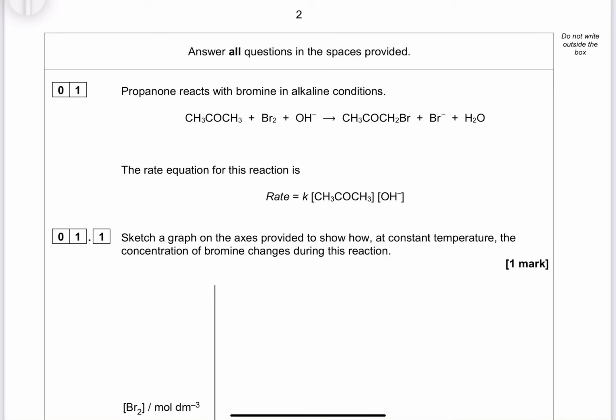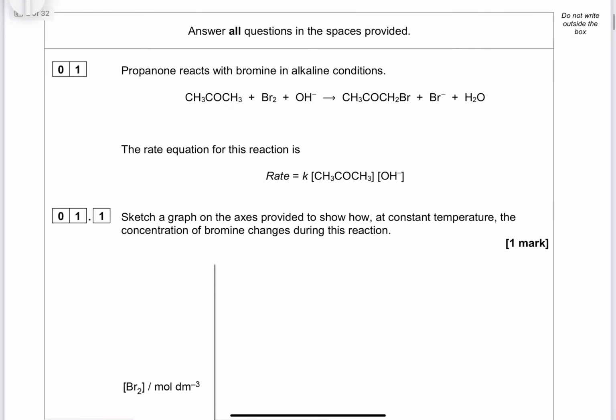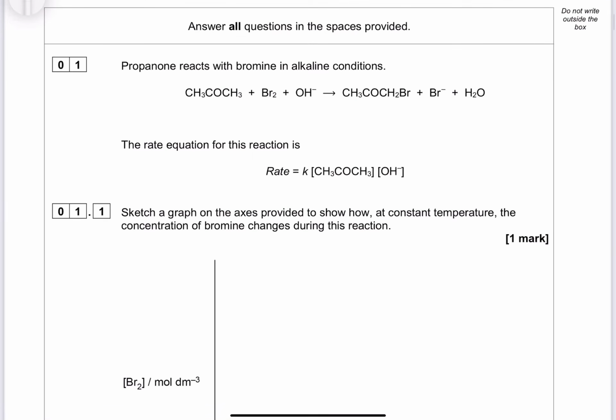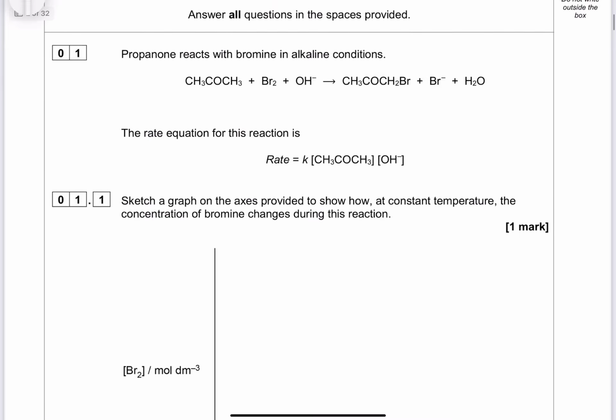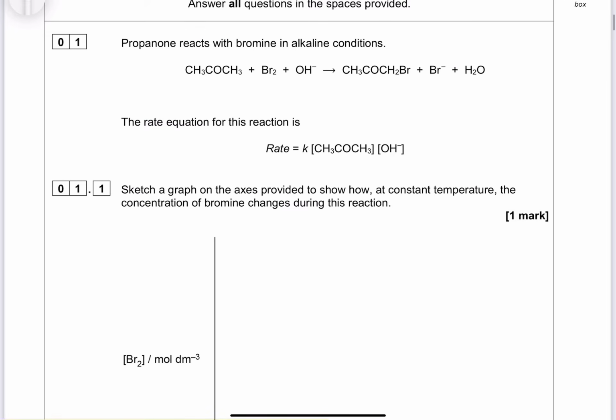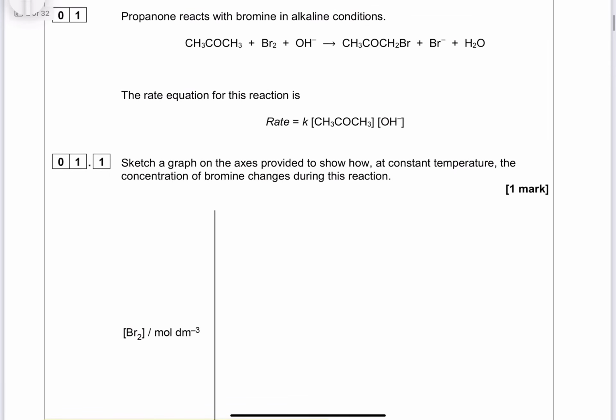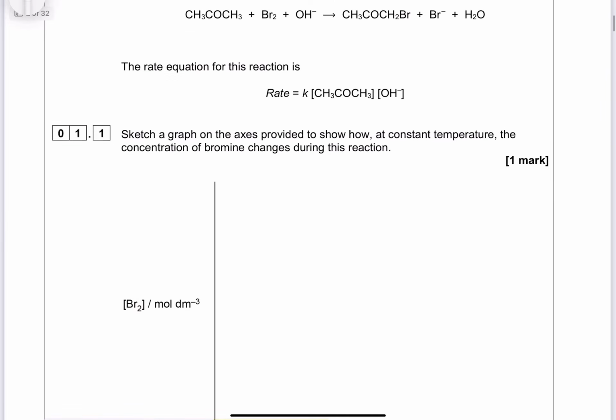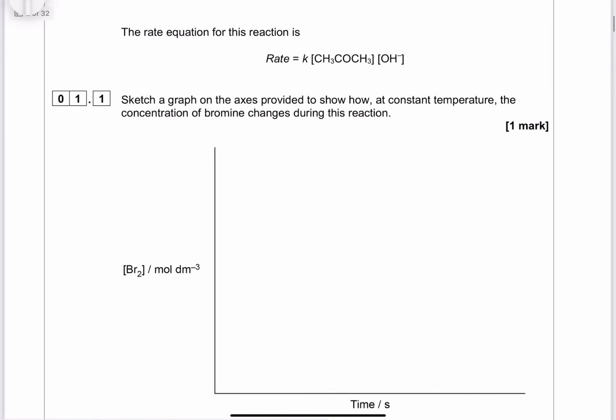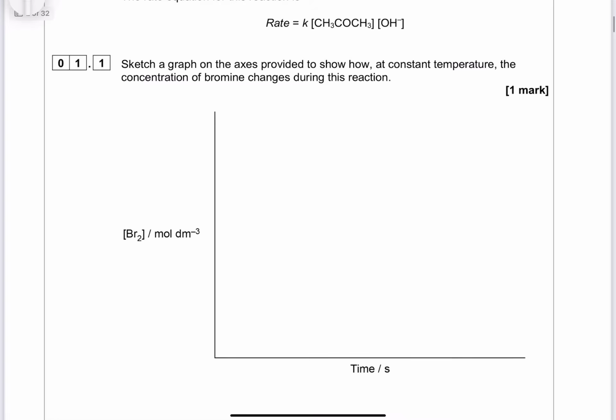Propanone reacts with bromine in alkaline conditions. The rate equation for this reaction is rate equals the rate constant K times the concentration of propanone times the concentration of hydroxide ions. Sketch a graph on the axes provided to show how, at constant temperature, the concentration of bromine changes during this reaction.